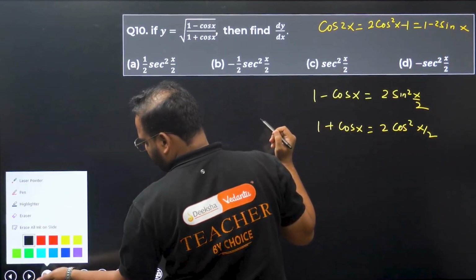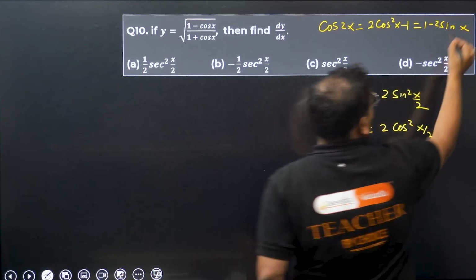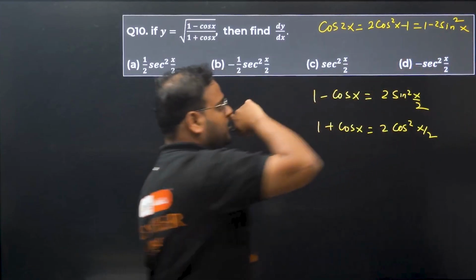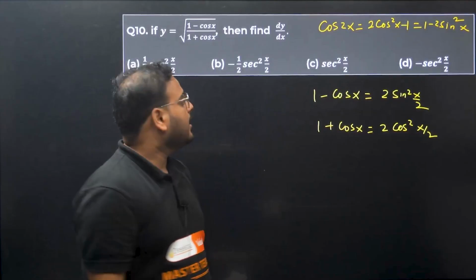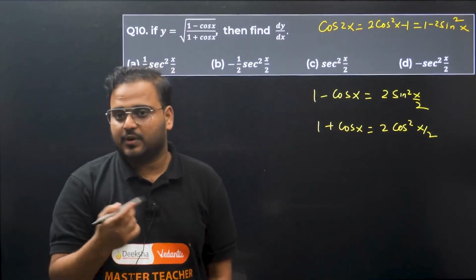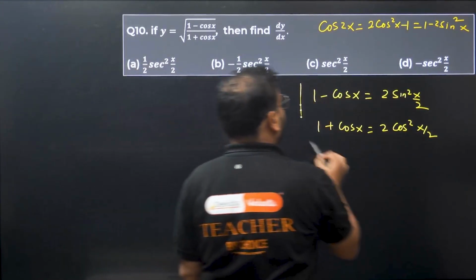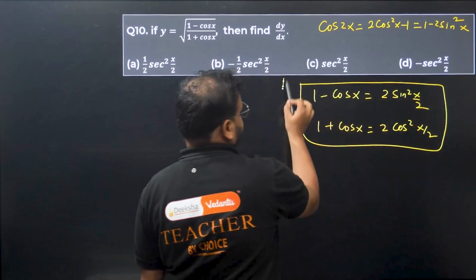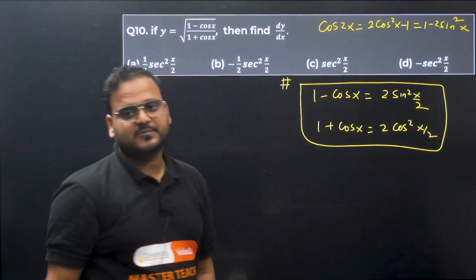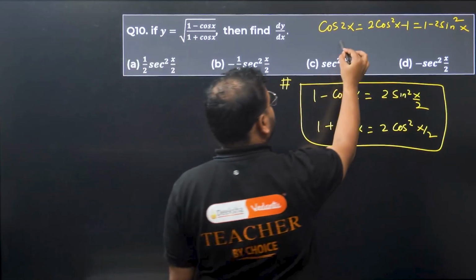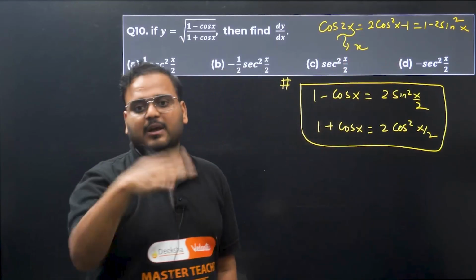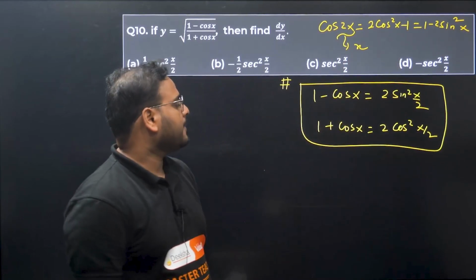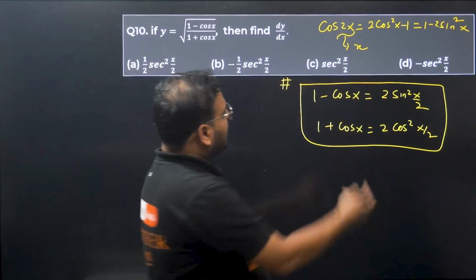One second. This is sine square. So the formula is this: cos 2x equals 2 cos square x minus 1, and 1 minus 2 sine square x. Use this formula. That's where this formula comes from. If you don't remember this one, simplify. Just replace this 2x by x, and this x by x by 2. Okay, got it? So we have here two formulas.